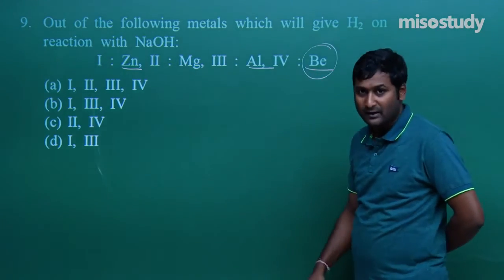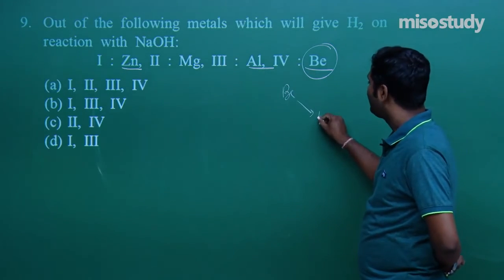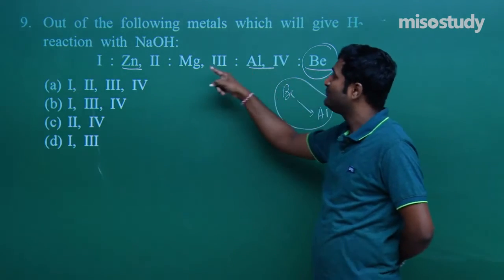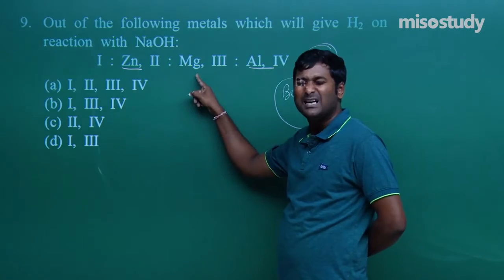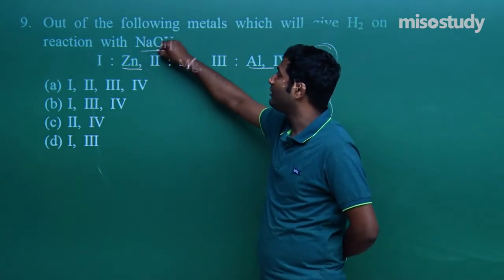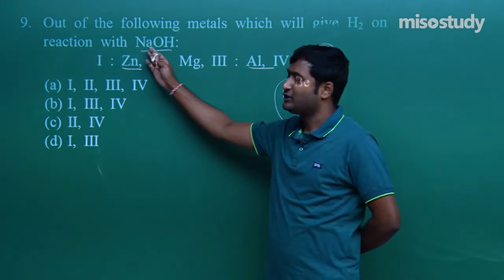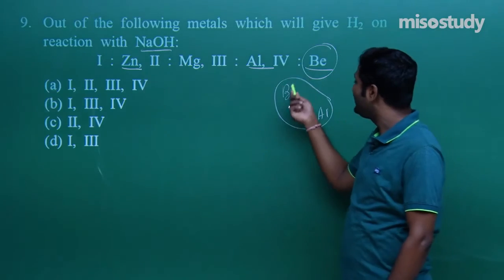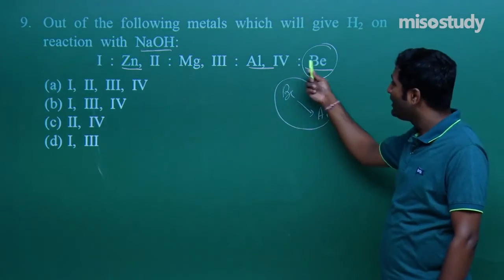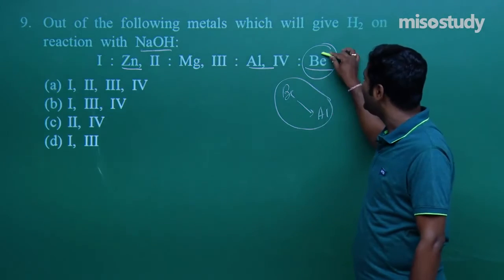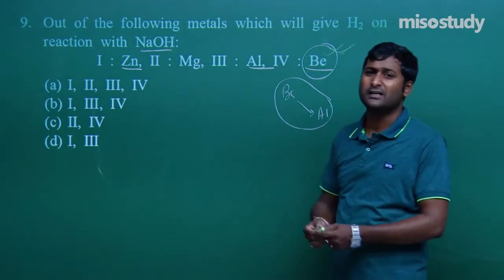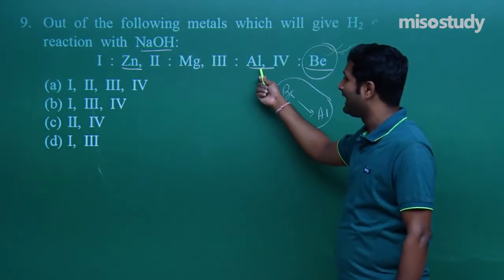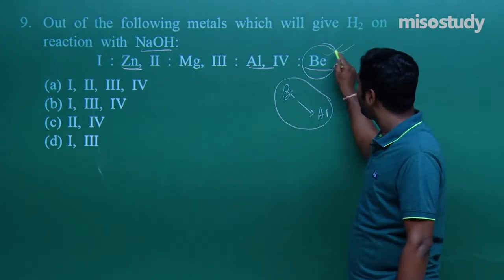Why Be? Because beryllium has a diagonal relationship. Otherwise, Be also belongs to the second group. Mg also belongs to the second group, that is the alkaline earth metals. So there is no possibility of reaction with NaOH. This is a strong alkali, and this alkali comes from an alkali metal. Na is the alkali metal, but beryllium has a slight diagonal relationship with aluminium. Do you remember? Due to this reason, it will have similar properties to aluminium. Due to this reason, Zn, Al, and also beryllium definitely give H2.